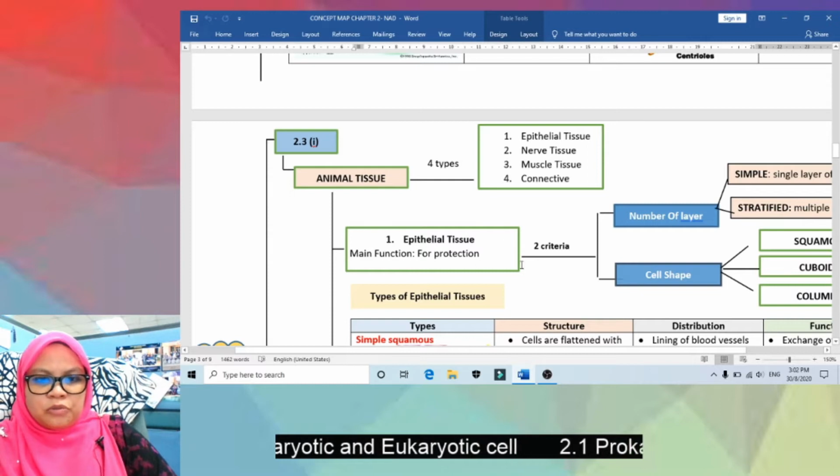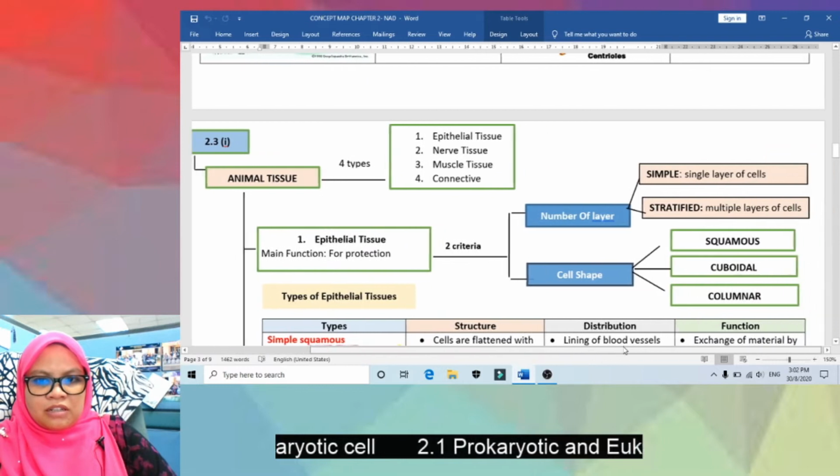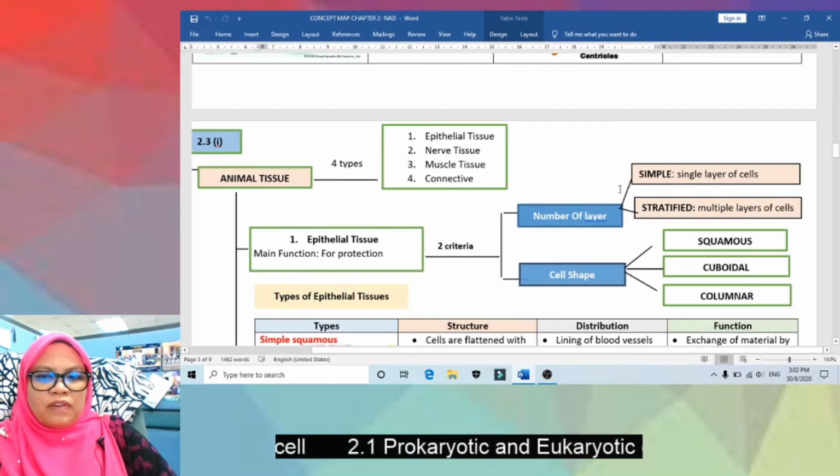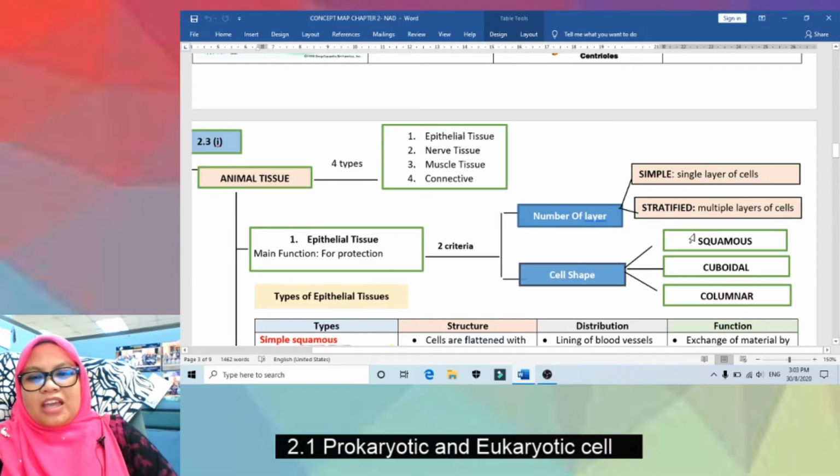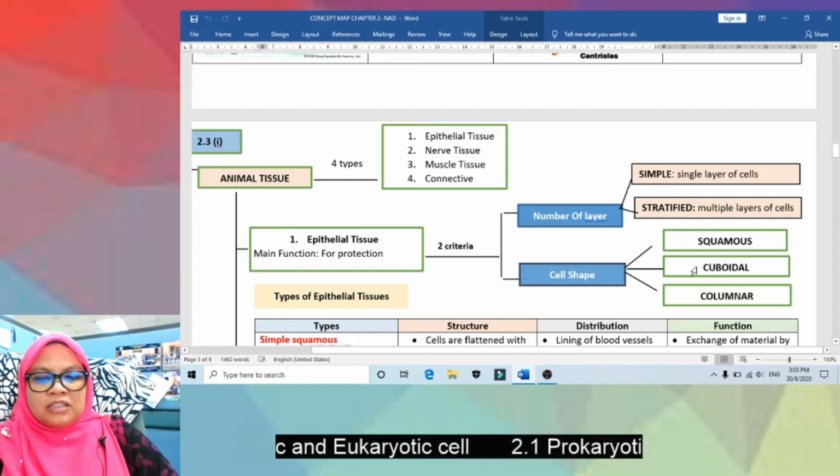First, the epithelial tissue. The main function is protection, and they have two criteria here. According to the number of layers, if it is a single layer, we call it simple, and if the tissue has multiple layers, we call it stratified. And then for the cell shape, there are three shapes: squamous, which is flat; cuboidal, which is cube-like in shape; and columnar, which is elongated.